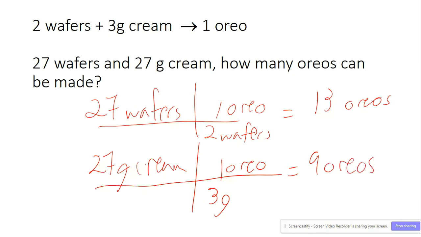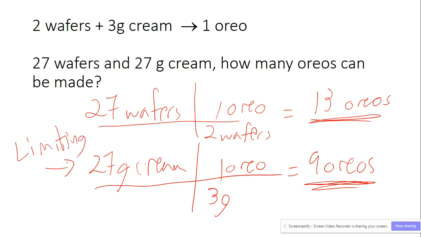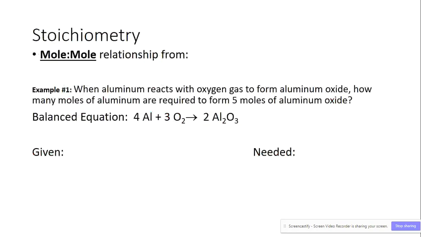So even though you have enough wafers for 13 Oreos, the answer is 9, because it's not an Oreo if there's no cream inside, and you won't have enough cream to make 13 Oreos. So we call this the limiting reactant, and I'll call it reagent sometimes. Just forgive me. That's what we called it in the big business. That limits how many you make because it gets all used up in the process of making your product.